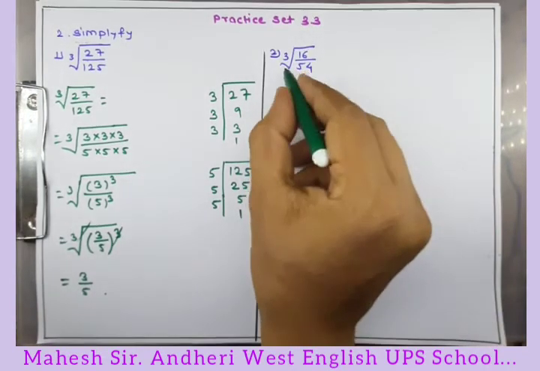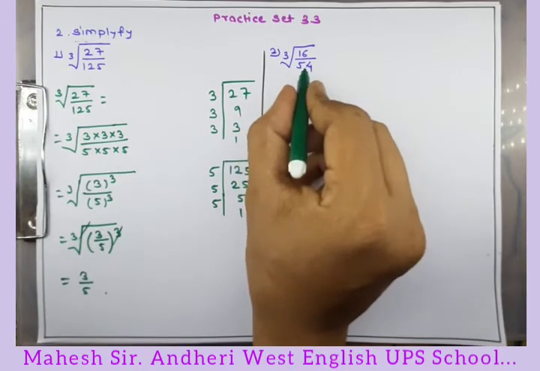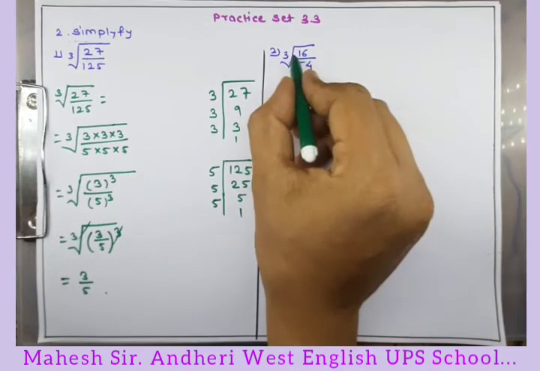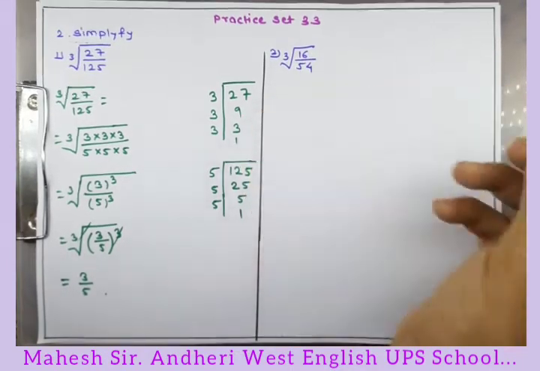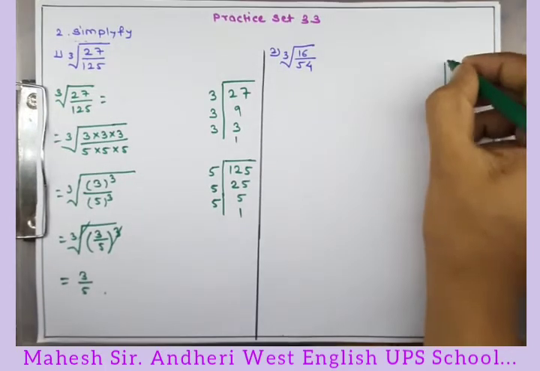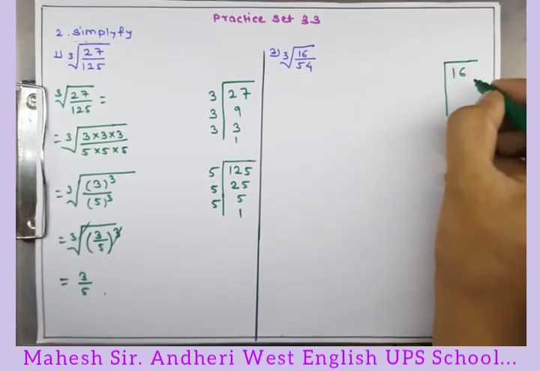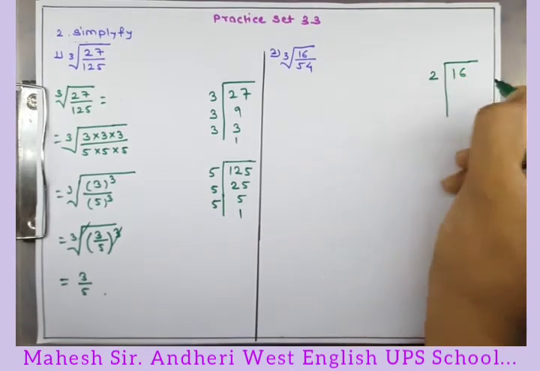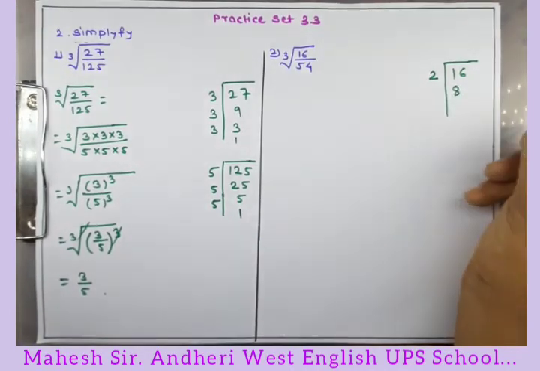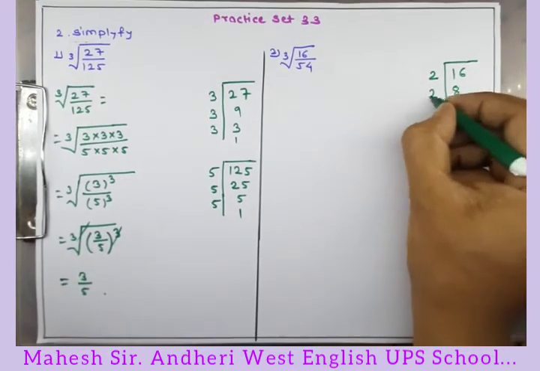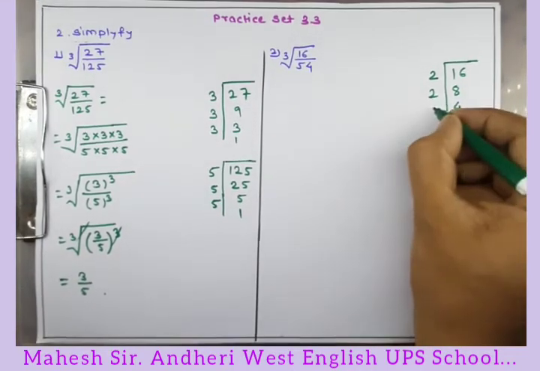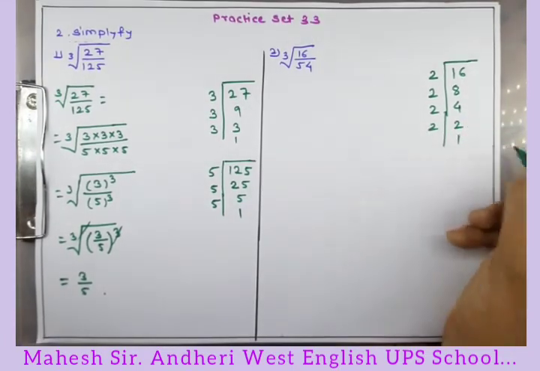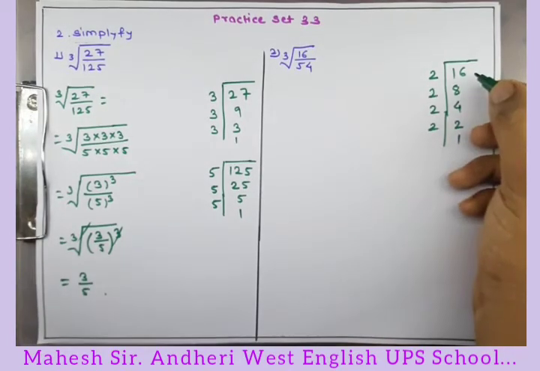Next question, in the second question we have to find out the cube root of 16 upon 54, right? In the same manner we will first find the factors of 16, then we will find the factors of 54. For 16, at the ending unit place 6 is there, which is an even number, so it is divisible by 2, right? We know 2 8s are 16, 8 is there, so 2 4s are 8, again 2 2s are 4, then 2 1s are 2, right? So these are the factors of the number 16.